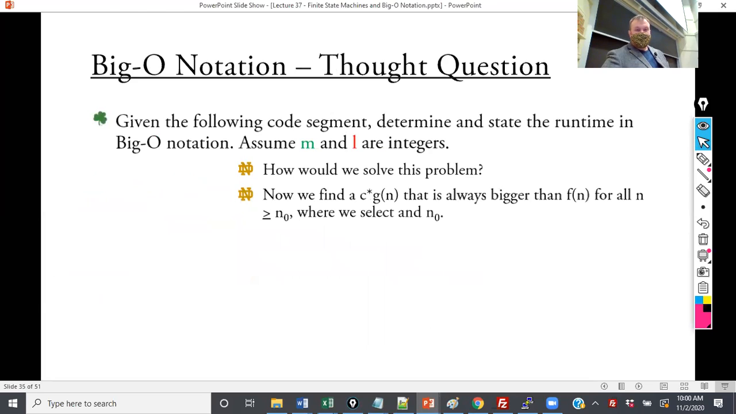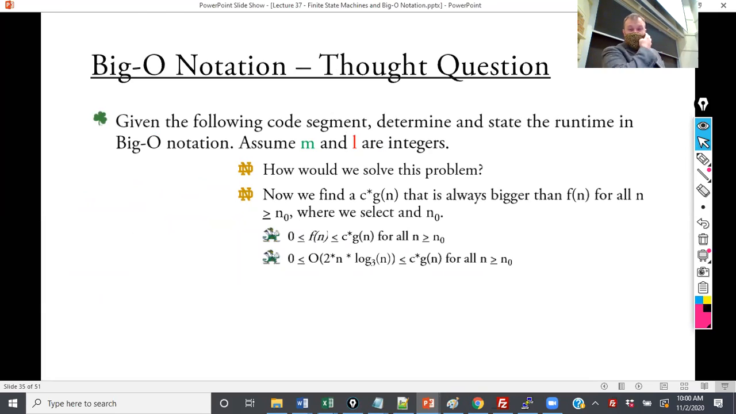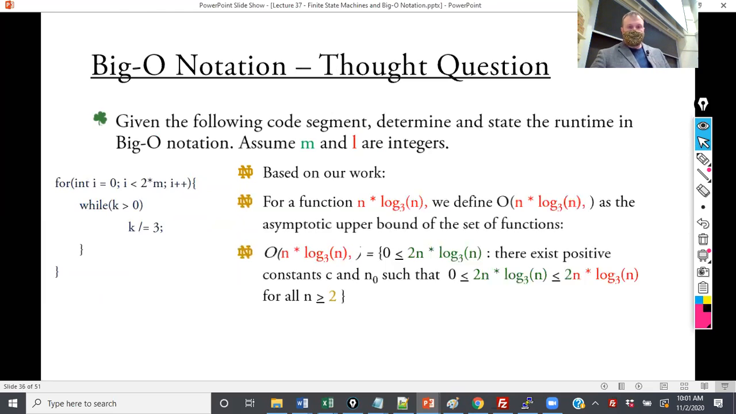And then trying to find that c, I could make it such that c is equal to 2. So therefore, I would say g is n times log base 3 of n. In this case, it's easy because they're equivalent equations. So now I can say, with n naught being 0, that this program will always run in n times log base 3 of n time, no matter what the inputs are. Right, does that make sense to everybody?